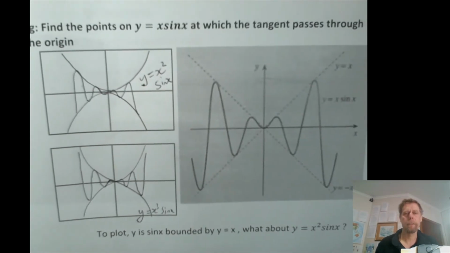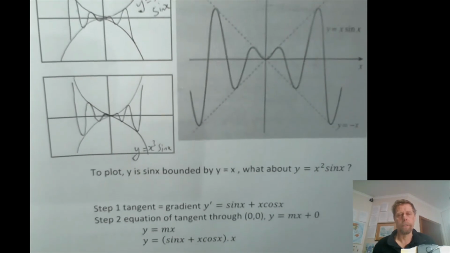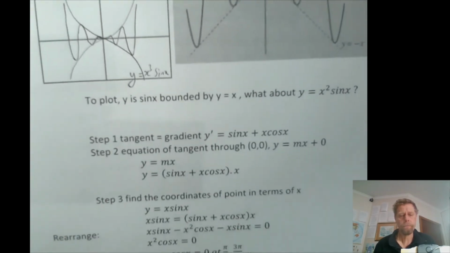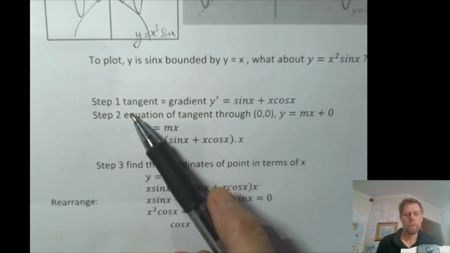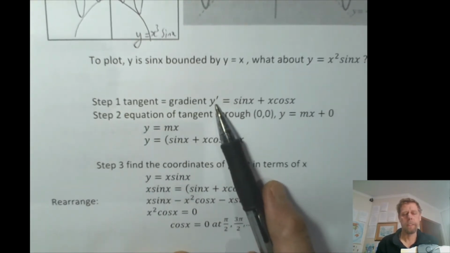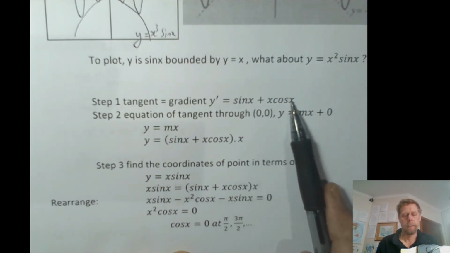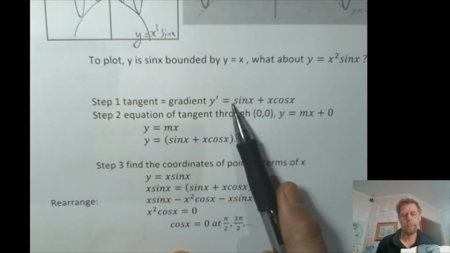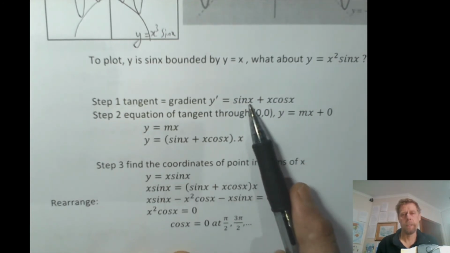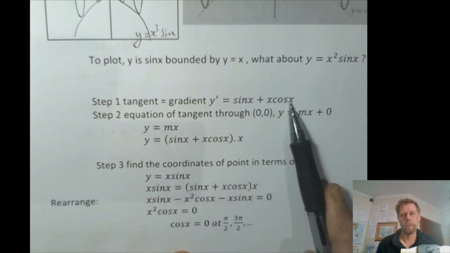Anyway, let's get back to our graph, which is y equals x sine x, and let's do a bit of differentiating. So first of all, we need to find the tangent. So we say y dash equals sine x plus x cos x. See, I've applied the product rule. We're differentiating the x, it's just 1. Sine x remains. Then we leave the x as it is, and we differentiate sine to get cos.